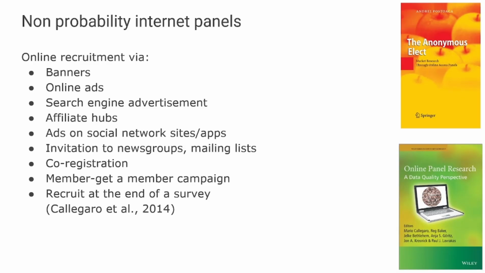I like this book, which is probably one of the few books about non-probability online panels, which is called The Anonymous Elect. Why anonymous? Because you don't know who this person is, but the panel does. Elect, because this is a chosen group. They are self-selected. These people want to do surveys. They want to really tell you their opinion. And so this title is very telling. I love the title. It's actually an interesting book. It came out, I don't remember when, probably 2006 or something.